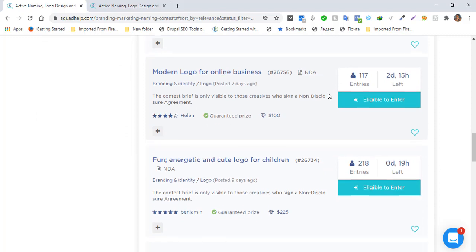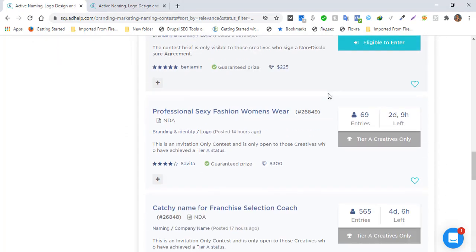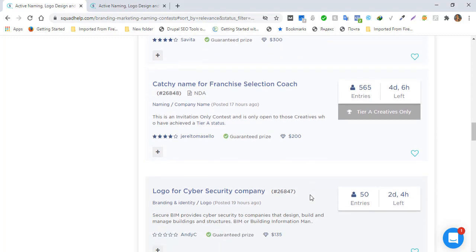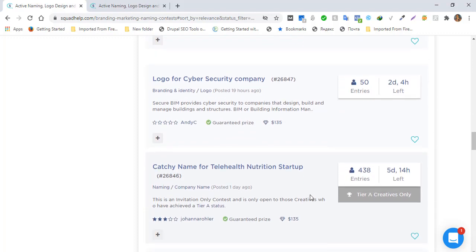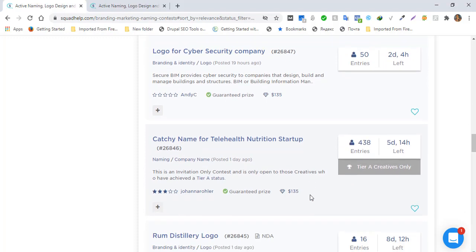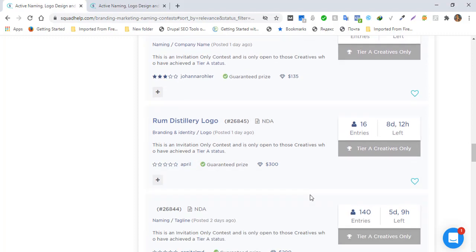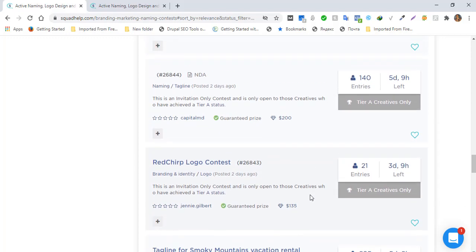So these are all the naming contests available for now. See, it's been basically screened. Just scroll down, then you pick the one. Today some of them, see, 200, they are basically all $200. Catchy name for telehealth nutrition startup, okay, this is 135. You can do as much as 3 to 5 namings a day. You just try your hands on them, and you do it the way we are going to do now.